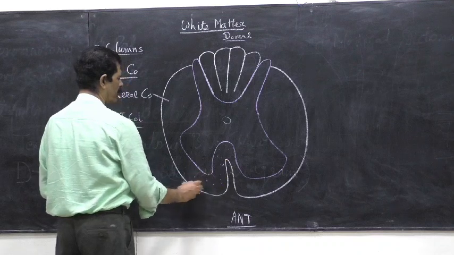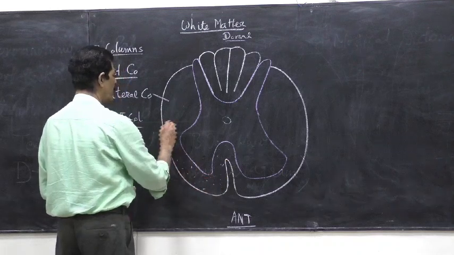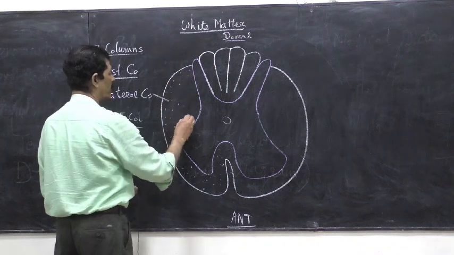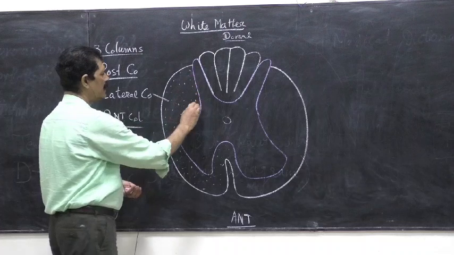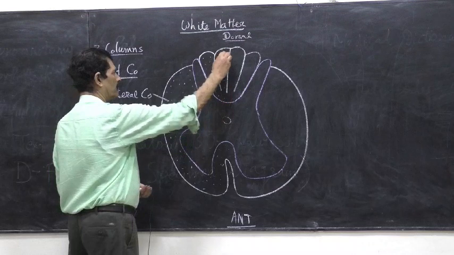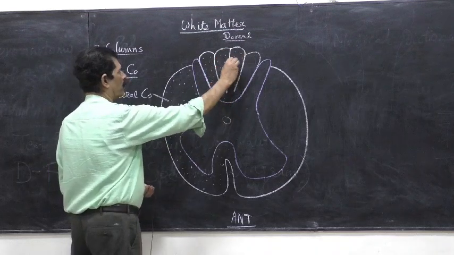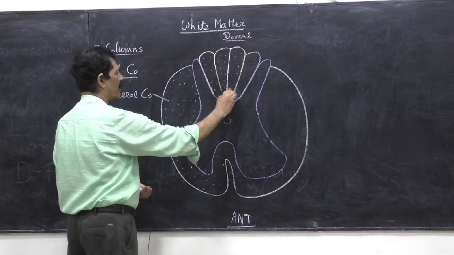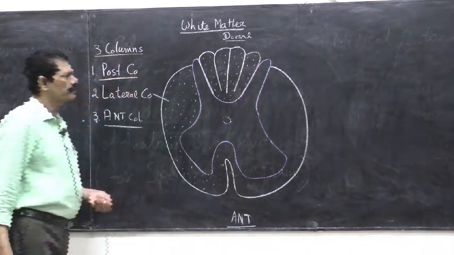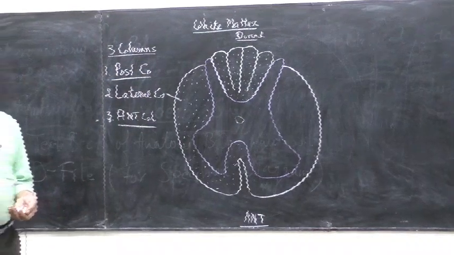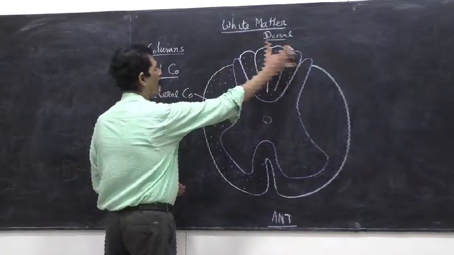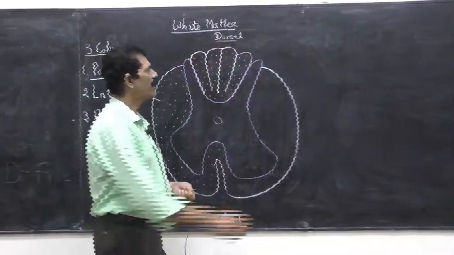So everywhere there are bundles and bundles of the ascending and the descending fibers. So in the transverse section, these fibers we depict by the dots. So the dot represents that they are transversely cut ascending and descending fibers. So we will take one by one to explain the white matter. So first we take this white column, which is called the posterior column.